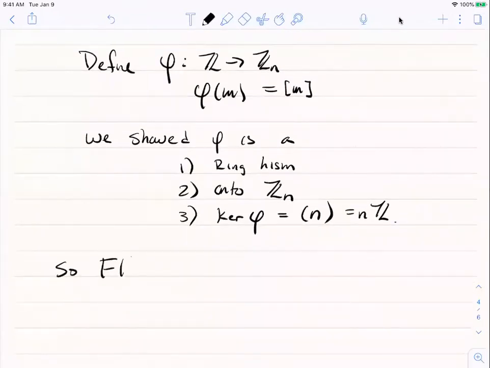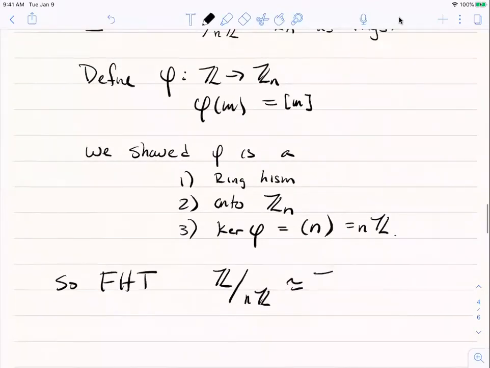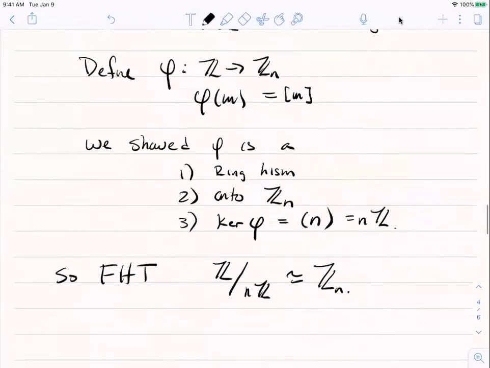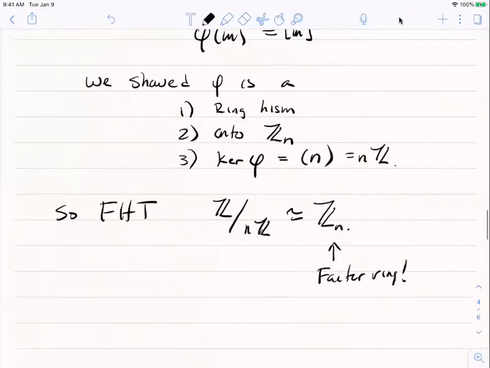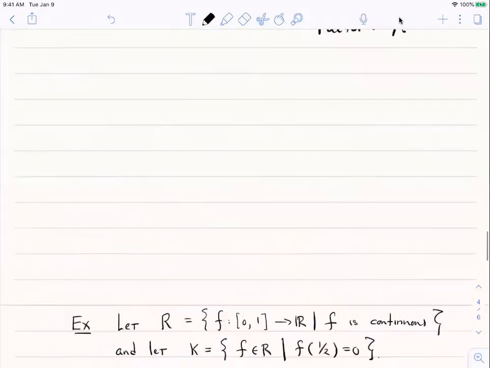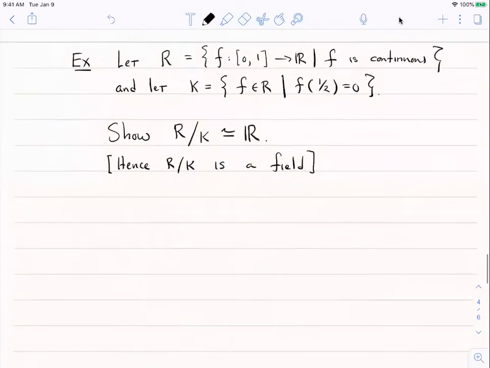So the first homomorphism theorem for rings says that Z factored by this ideal, this kernel, is in fact isomorphic to Zn as a ring. So that's that factor group Zn that we know. It's also a factor ring. Cool. All right, evidently I left myself enough room that time.